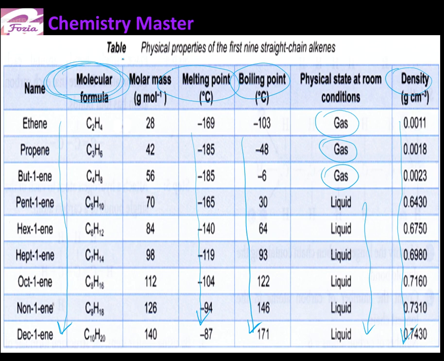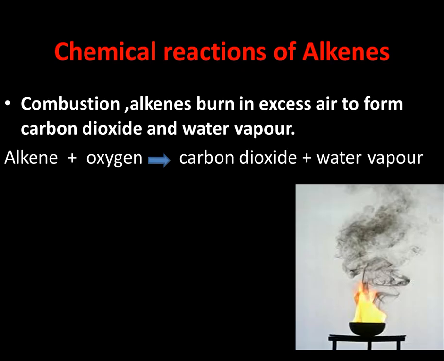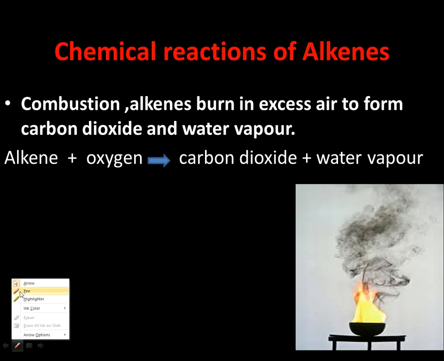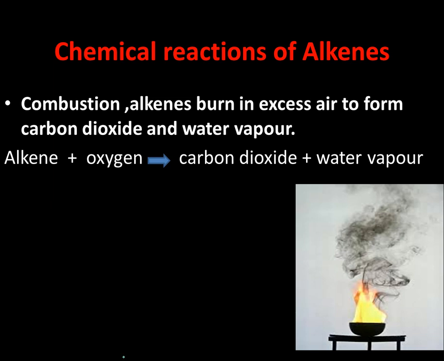Now we come to discuss the chemical reactions. Physical properties are all about the properties which can be judged, which can be observed using the senses. But chemical reactions means the chemical properties, when some change happens, when a reaction takes place, and when something new is produced. So the first reaction of alkenes, which will be discussed in this lesson, is combustion. So alkenes burn in excess of oxygen which is present in air to form carbon dioxide and water vapor.